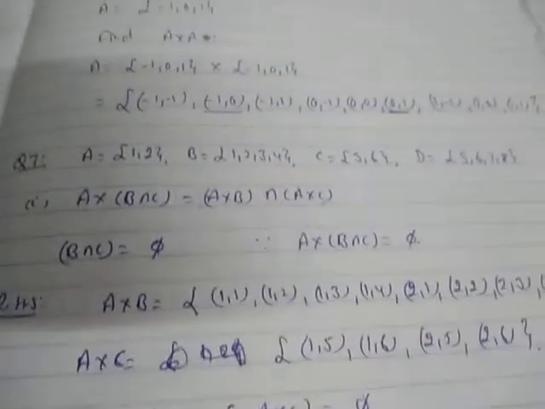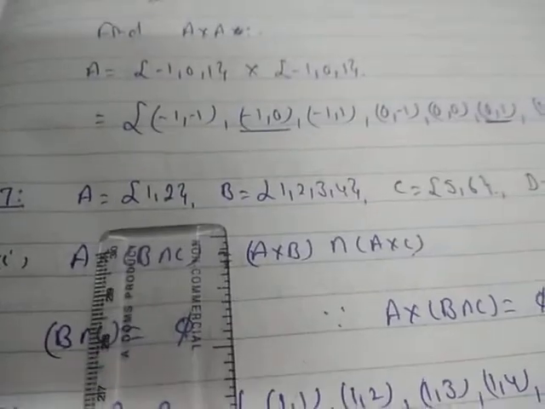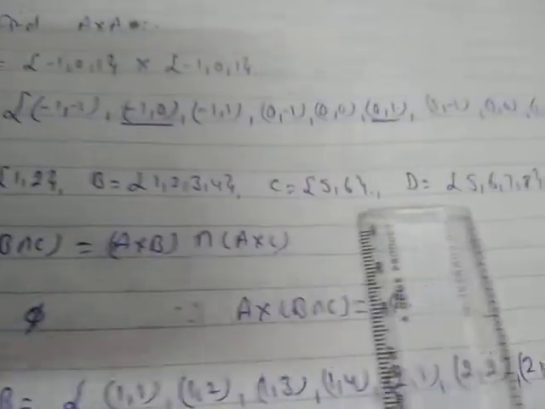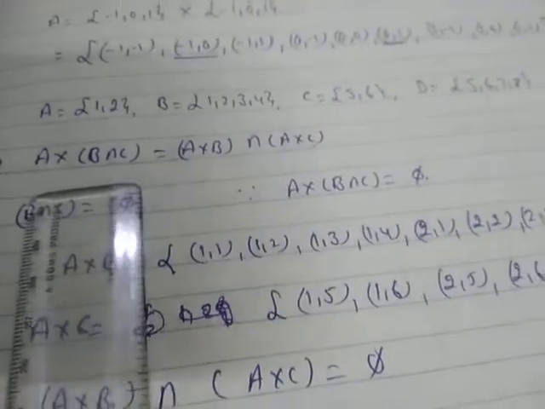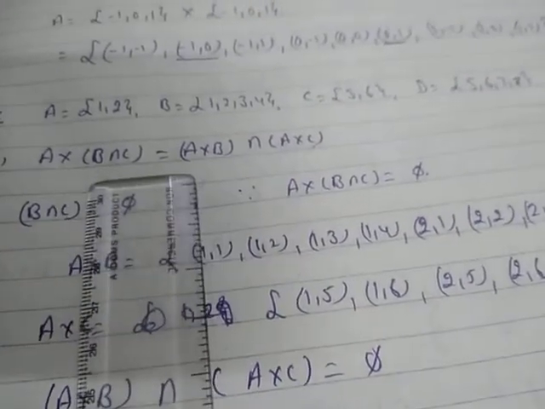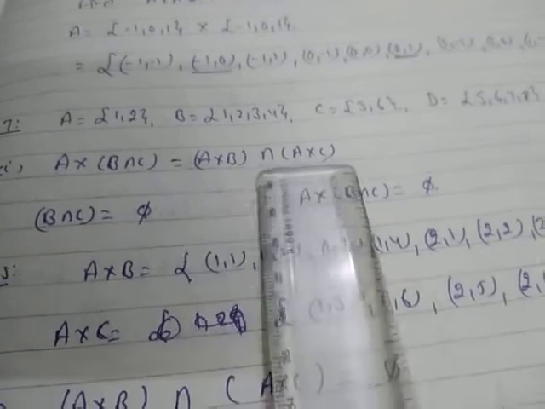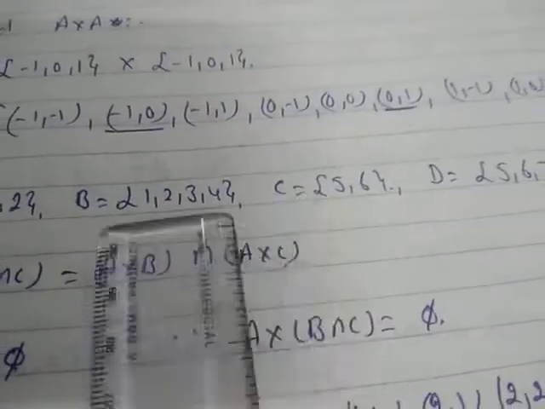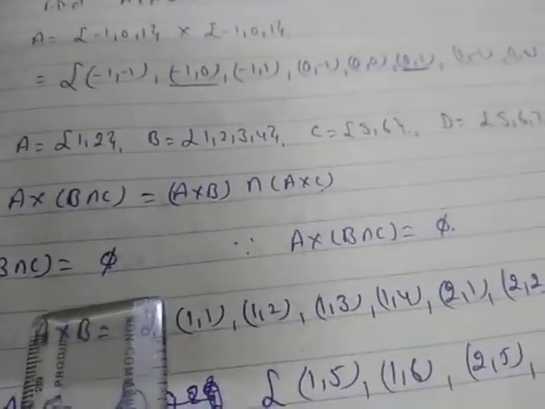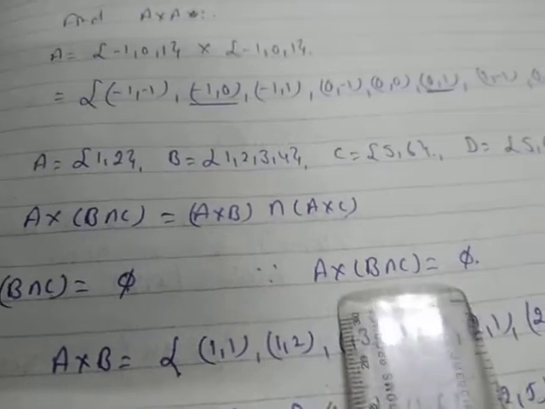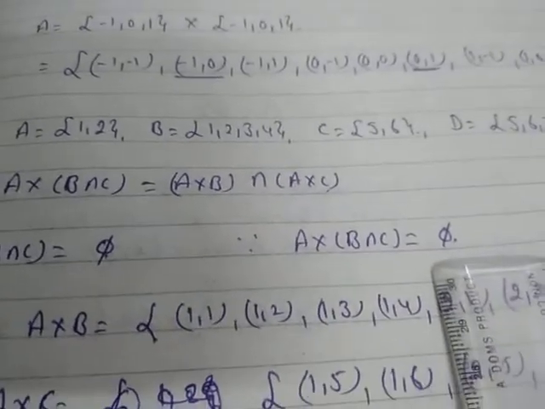Okay, and here, children, I have explained question number 7. A is {1, 2}, B is this one, C is this one, and D is this one: 5, 6, 7, 8. Now we need to prove A cross (B intersection C) is equal to (A cross B) intersection (A cross C). B and C, no common element is here. Therefore B intersection C is empty. Then A cross (B intersection C) is empty.